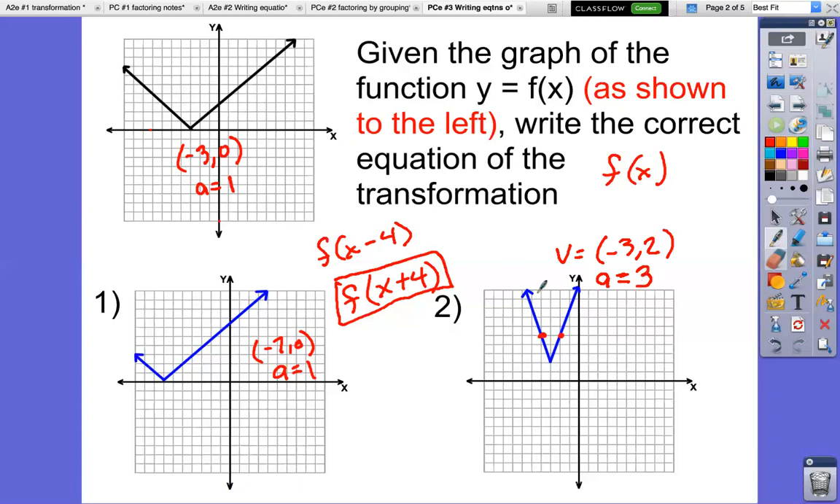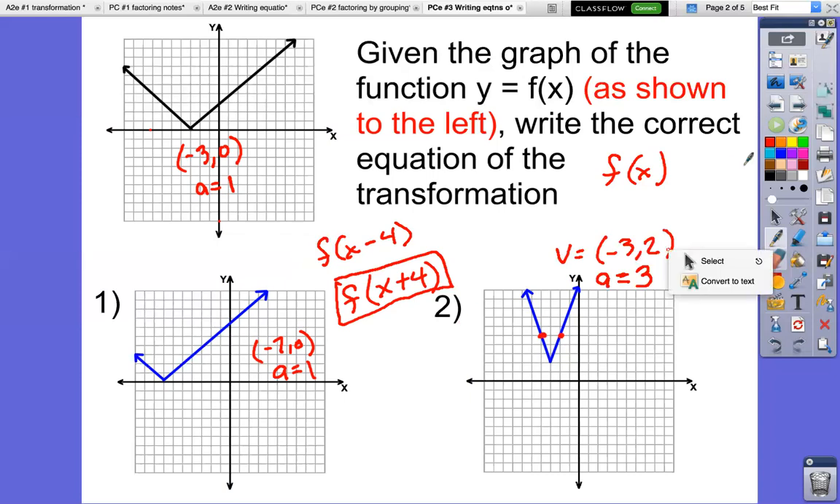So how can I write the equation of the transformation from this to this? Now I'm going to give you guys not too much time, about 30 seconds to think about it. Try it on your own. Okay.